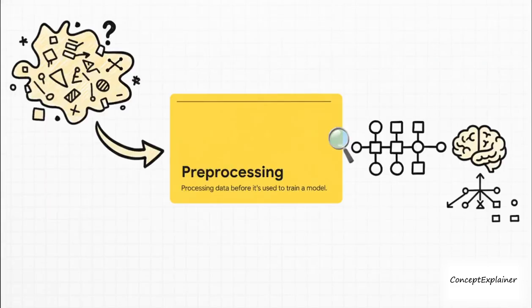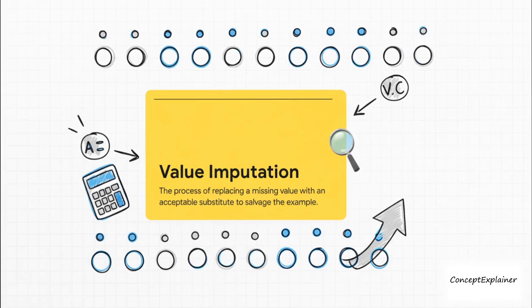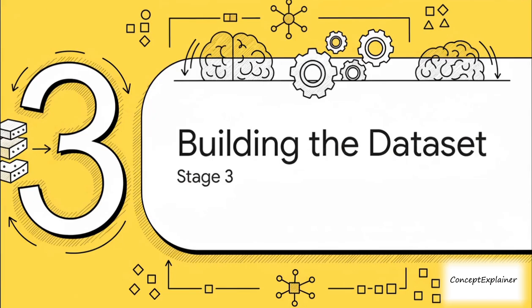So, if we want to put a formal definition on it, pre-processing is the whole process of cleaning, transforming, and organizing your data before it's used to train a model. It's the essential bridge that takes your data from just raw potential to something actually useful. Now, here's a really cool trick for dealing with that missing data. It's called value imputation. So instead of just deleting an entire row because one little piece of information is missing, you can intelligently fill in the blank. For instance, you could pop in the average value from that column. That way you get to save a valuable piece of data. It's pretty smart.